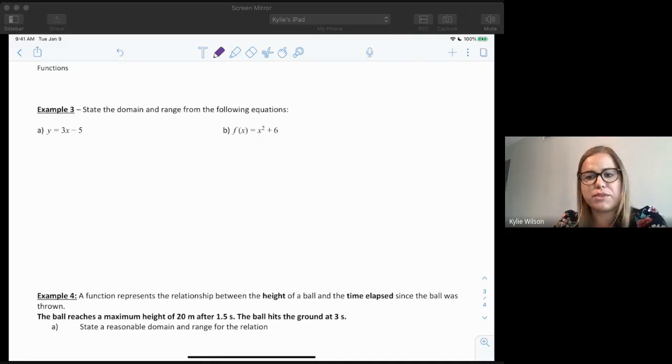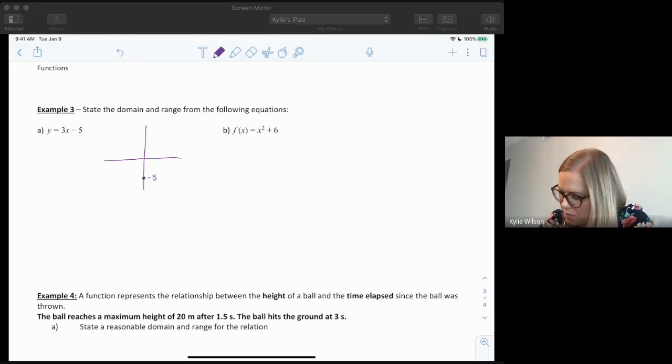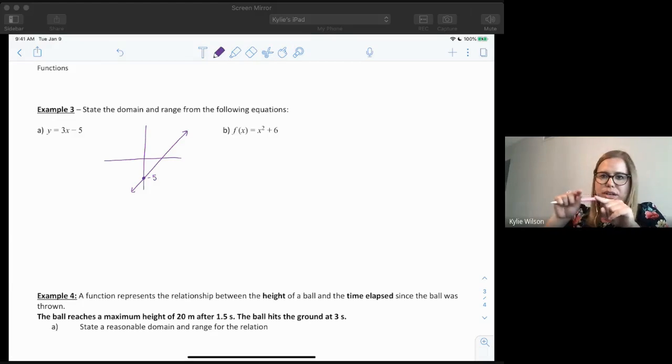So if we remember from grade 9 and a little bit of grade 10, this represents the equation of a line. And that means we have our y-intercept at -5, and we have a positive slope. So we're going up like this. So this is just a little snapshot of our graph. It actually goes on forever and ever on either side.